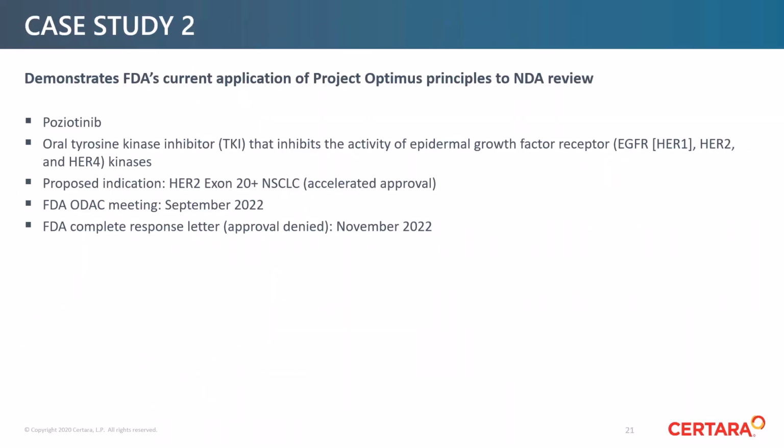Now, the second example is the example of Poziotinib, which shows how FDA currently applies Project Optimus principles to NDA review. So Poziotinib is also a tyrosine kinase inhibitor with a proposed indication in HER2 exon 20 plus non-small cell lung cancer. The sponsor filed for accelerated approval, and then an ODAC meeting took place in September 2022. The outcome of the ODAC meeting was negative, and then the FDA issued a complete response letter that denied approval in November 2022. But why?